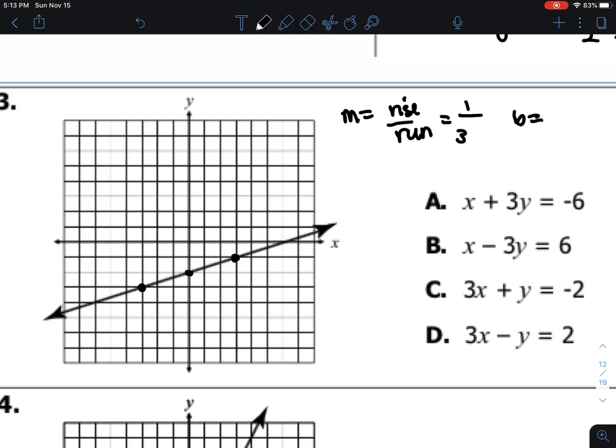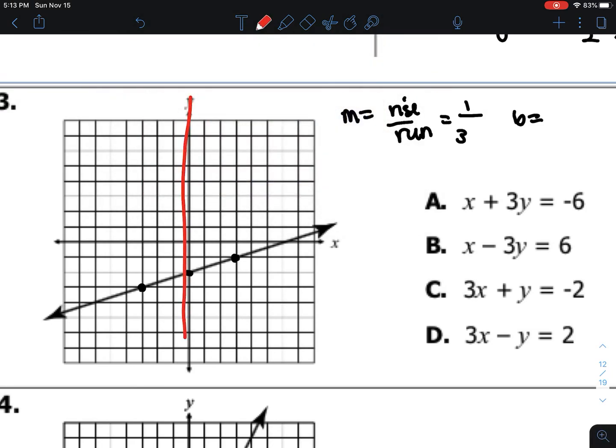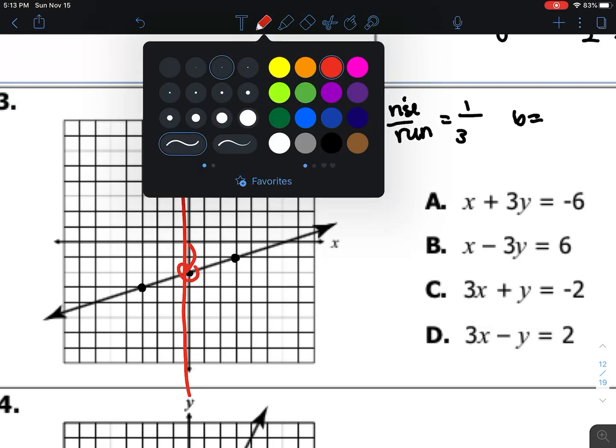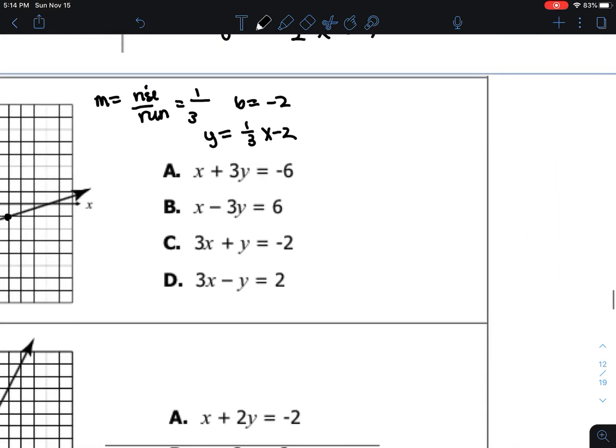And my b, where it crosses the y-intercept, is at -2. So my b is -2. And now I know that I'm looking for an equation that would look like this. Y equals 1/3 x minus 2. So I want to convert these each into slope-intercept form. These are all in standard form. I'm going to convert them to slope-intercept form.